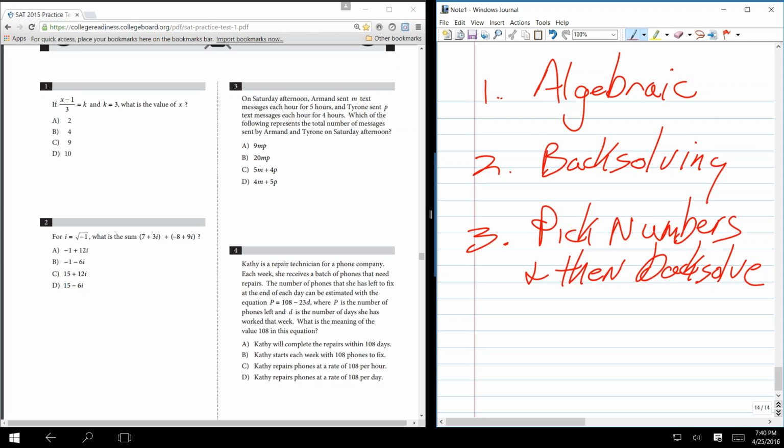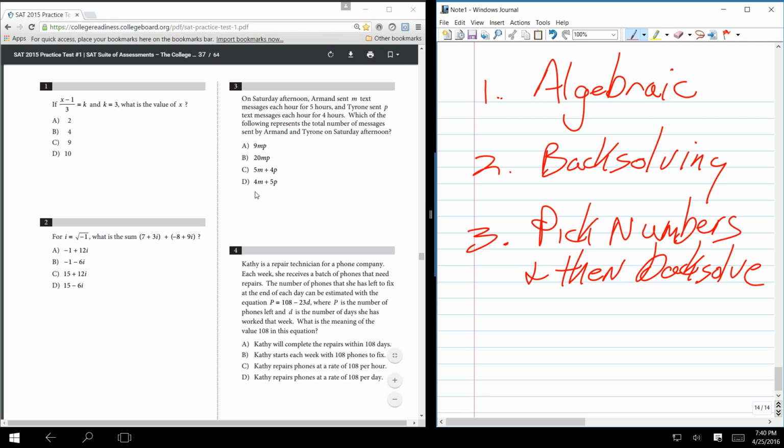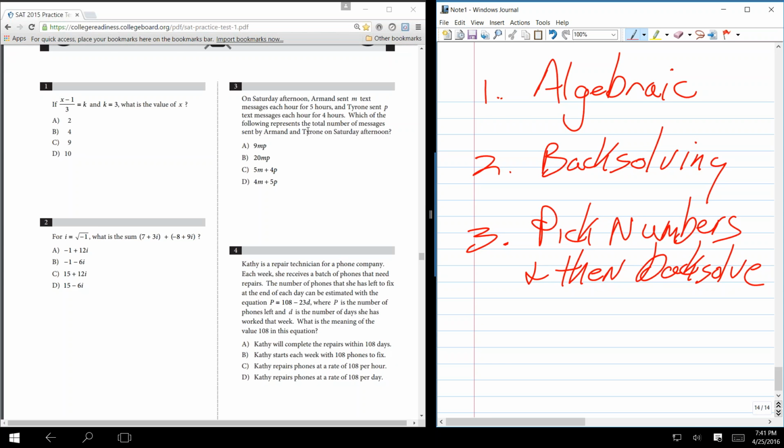Okay? So this one isn't that hard because it is multiplication only. So it's not that hard to see that if he sends M texts for 5 hours, his total number of texts are going to be 5M. Yep. And Tyrone is going to be 4P. So exactly, total messages are 5M plus 4P. So this one you can solve fairly straightforward. It just kind of lays it out for you. It does. This one's an easy one, though.